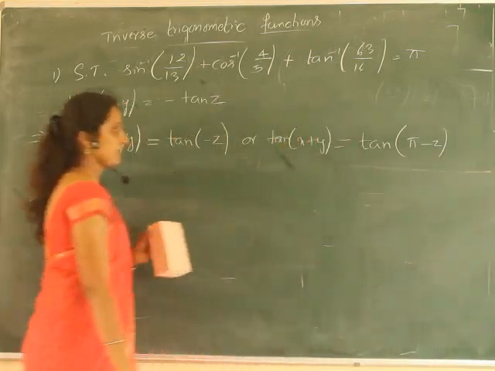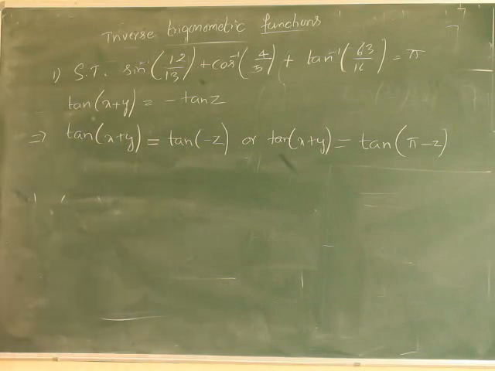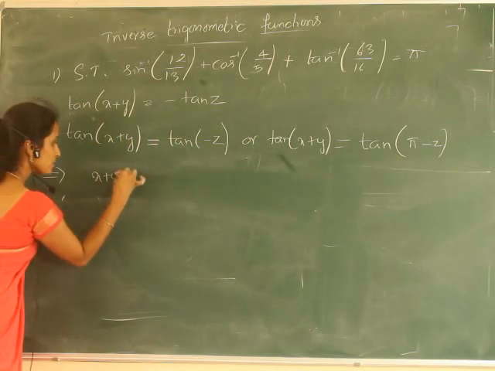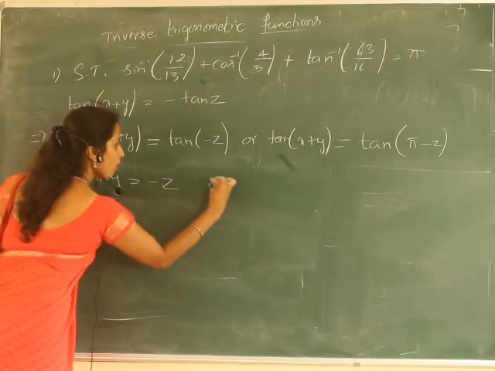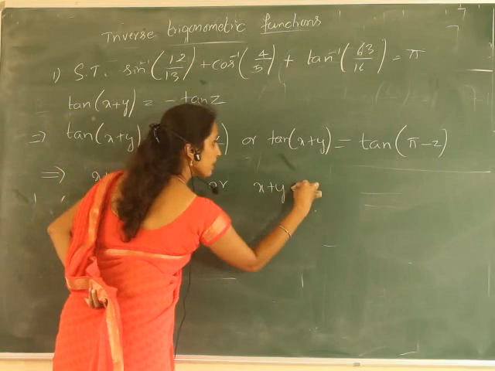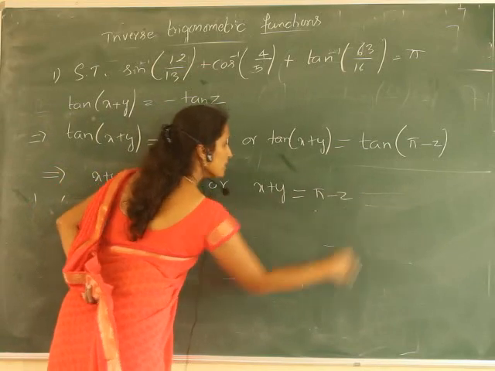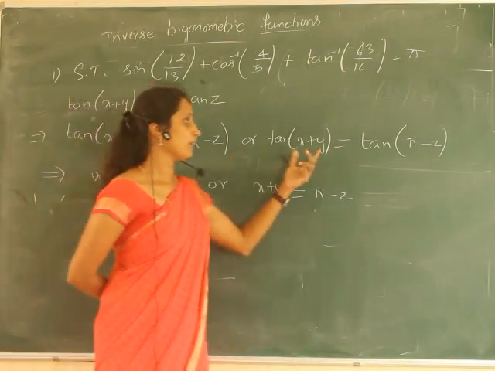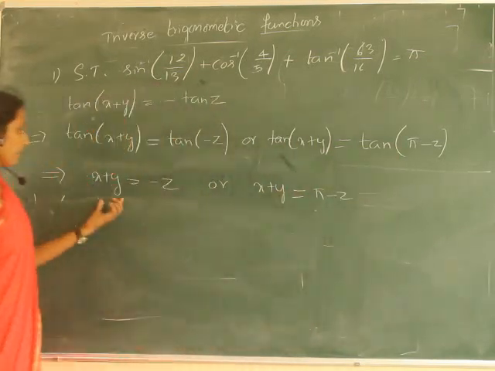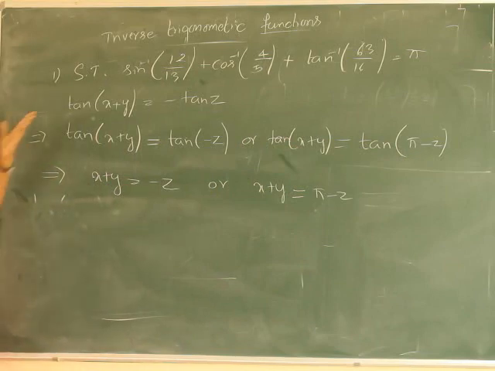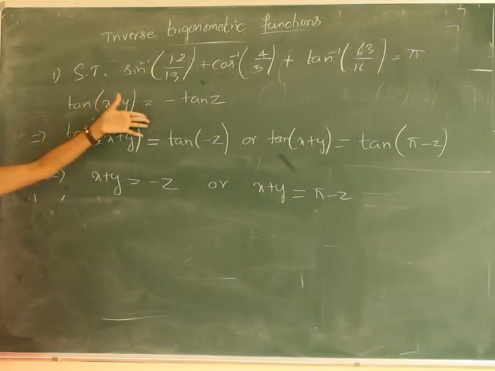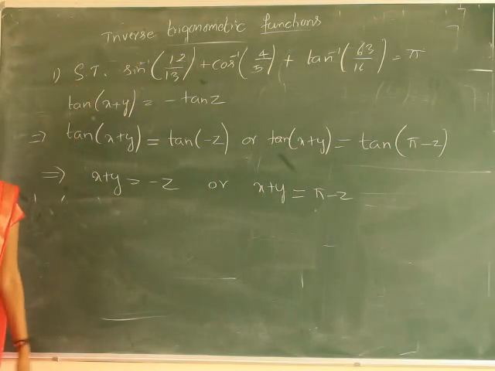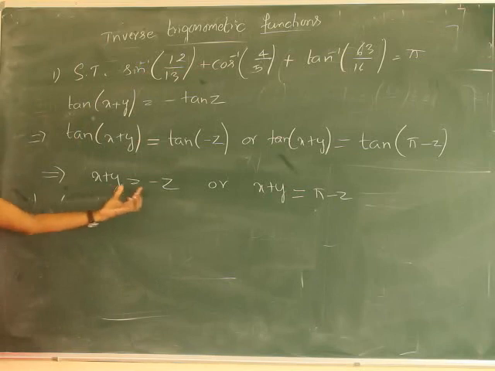Tan pi minus z. So when tan x equals tan y, this implies x plus y is equal to minus z, or x plus y is equal to pi minus z. Here x and y are angles we have taken, positive values only, since we have taken sine inverse. What is x we have considered, what is y, what is z? All these are positive values. So we are getting x plus y is minus z.